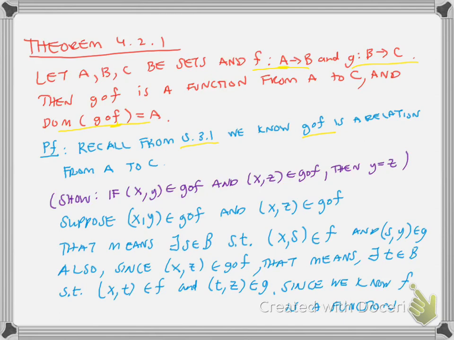And showing that if you take 2 values in your domain, and they map to the 2, let's say X, Y. So in the show part right here, if X, Y belongs to G composed with F and X, Z belongs to G composed with F, then Y has to equal Z. Otherwise, it's not a function.